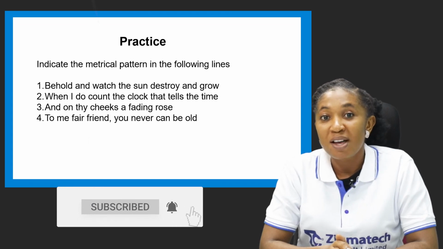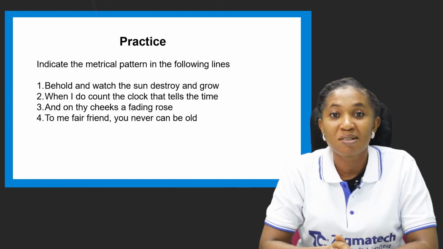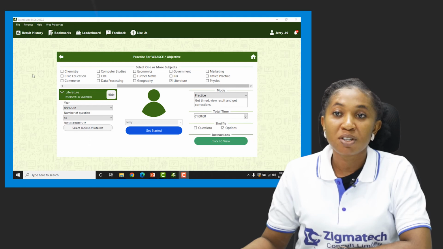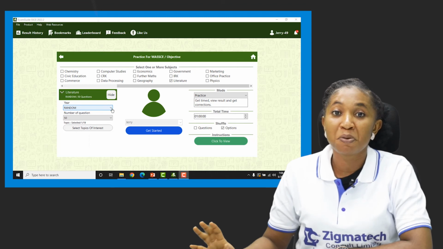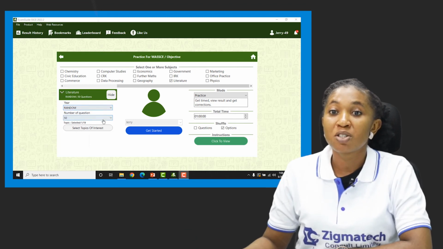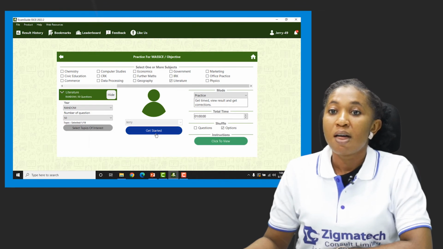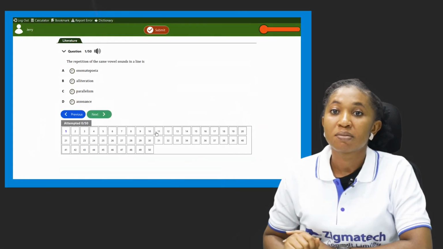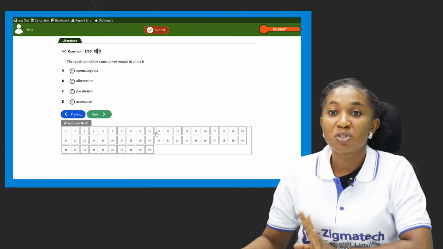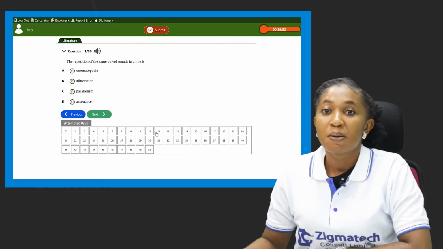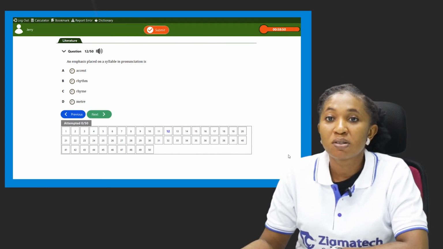Let's move on to our app to answer questions on this topic. Okay, remember how we do it. You go to the app, choose your subject, go to the year, choose any particular year of your choice, but for me, I'm going to choose random. And then you select your topic. We are looking at literary terms and figures of speech, and then we get started. So we're going to go through these questions and look for a question that relates to the topic that we have just discussed. Okay, let's take this question.